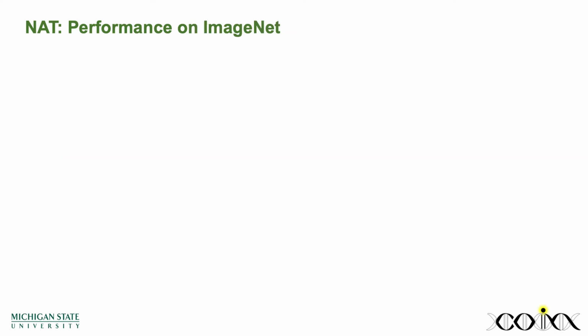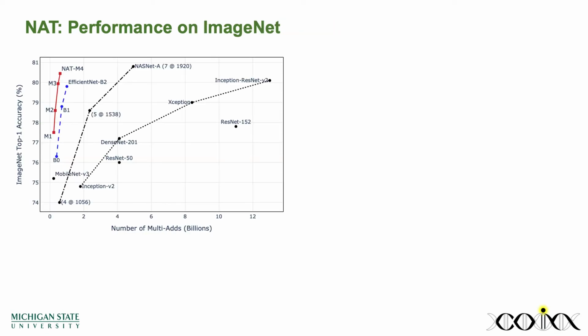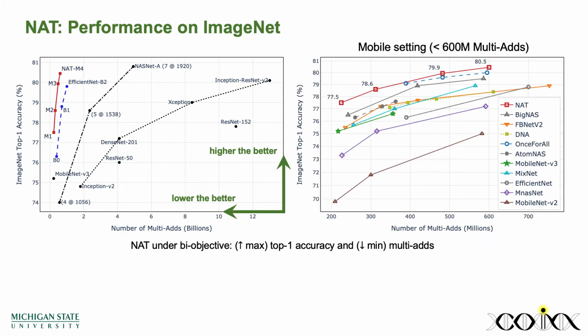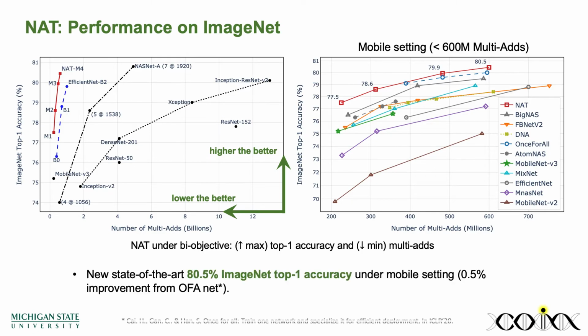We first show the performance of our method on ImageNet under a bi-objective setup to maximize accuracy and minimize FLOPs. In general, our method outperforms other manually designed and NAS-generated models, including NASNet and EfficientNet. We then zoom into the mobile setting region, where again, our method outperforms a wide range of existing NAS methods. In particular, we achieve 80.5% top-1 accuracy, a new state-of-the-art on ImageNet under mobile setting.